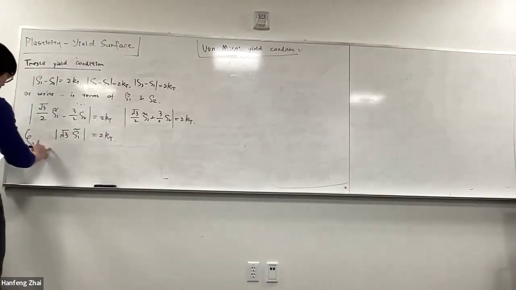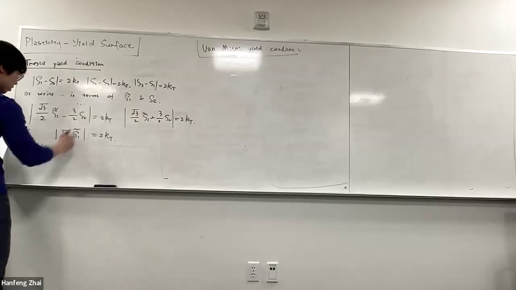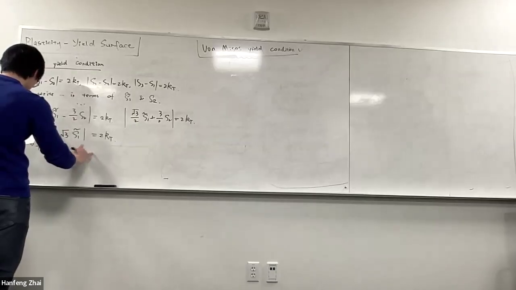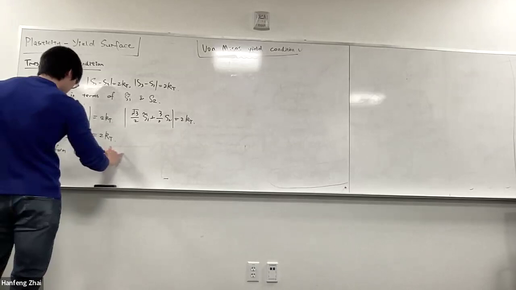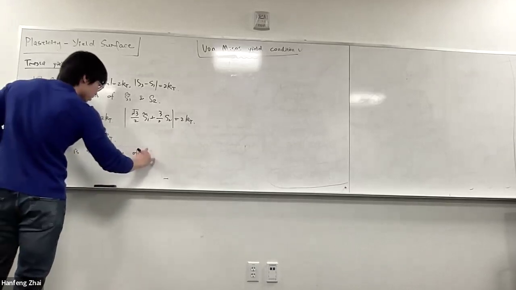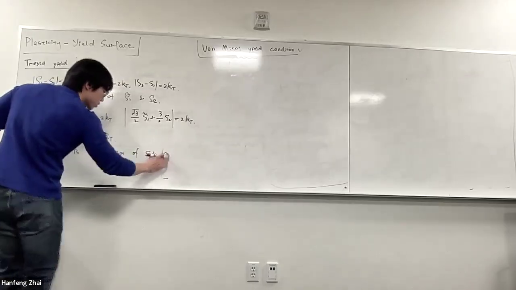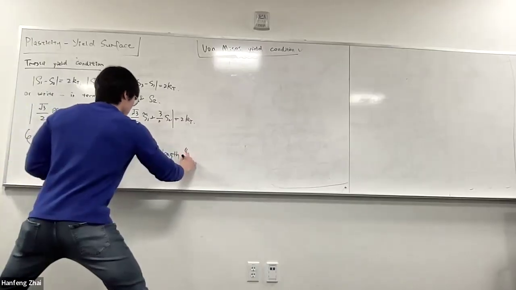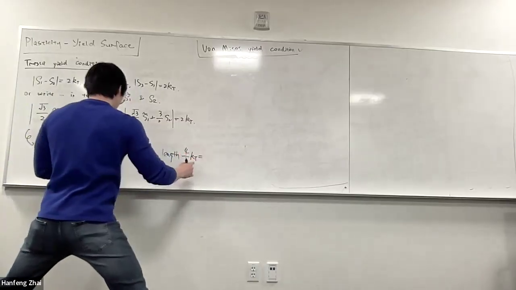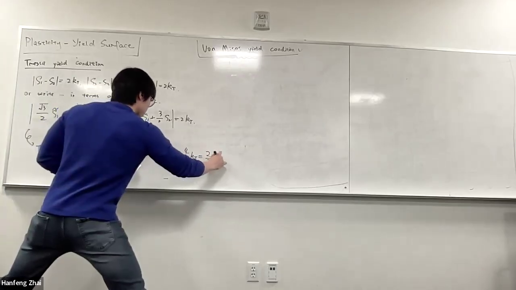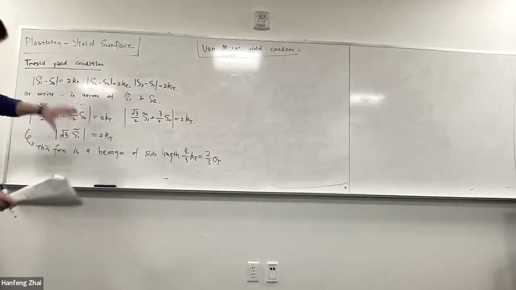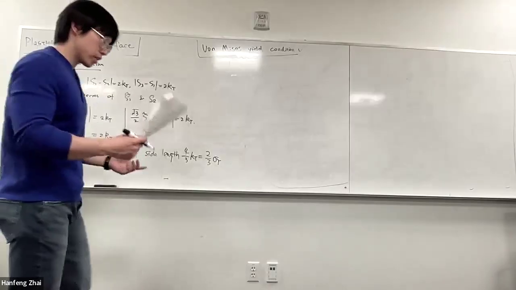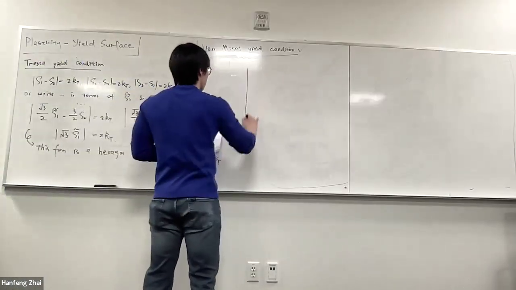So this form, in terms of S1 tilde S2, is a hexagon of side length four over 3 kt, equals 2 over 3 yield stress. And when I just say hexagon, for some of you it might click, but for some of you might still wonder what does it look like. So I'm gonna sketch it, schematic.